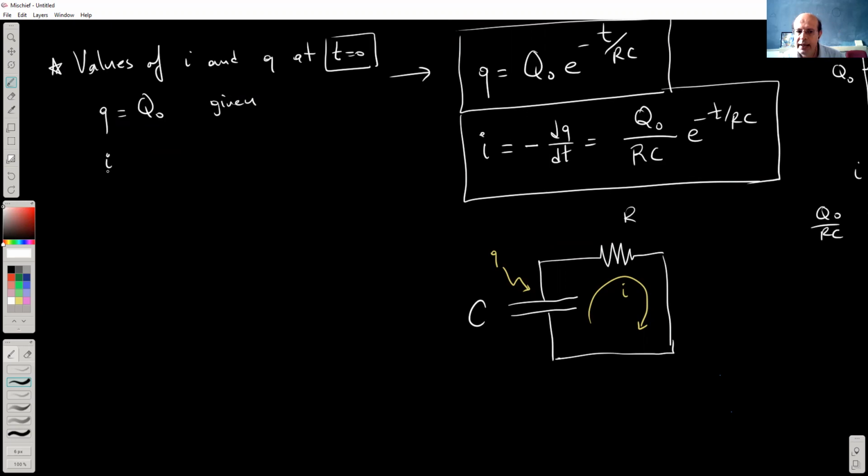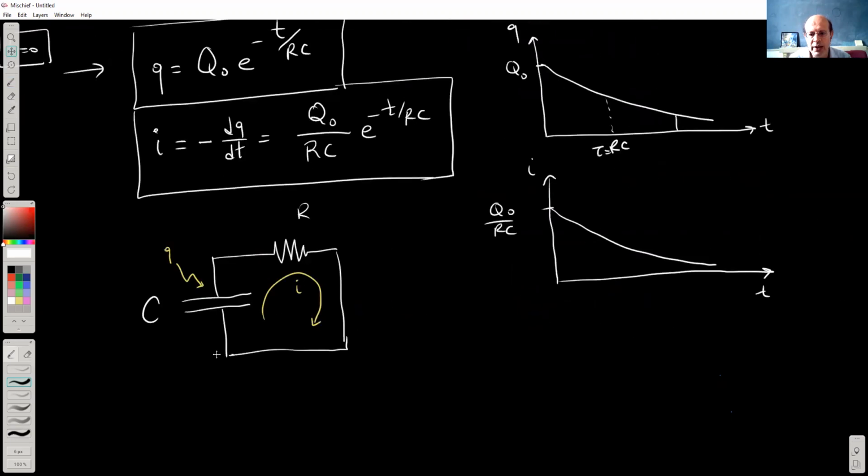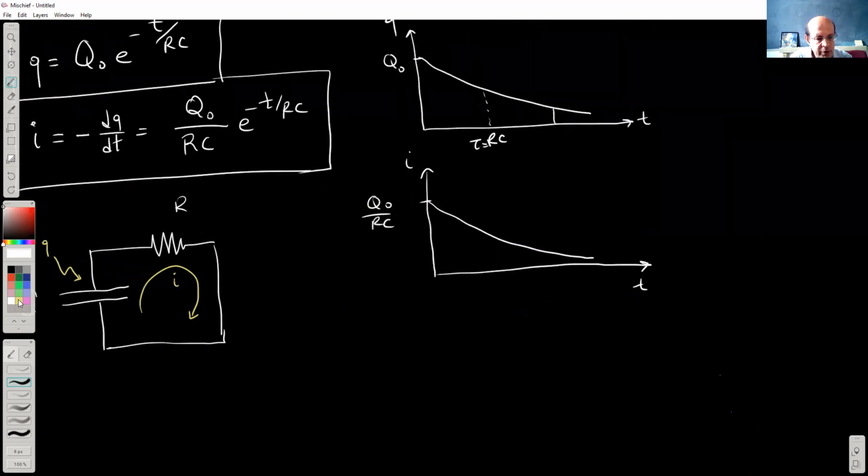What's the current? Well, initially, before the switch is closed, the current was equal to 0. So let me show it like this. I'm going to use a strange color like that. The current after the switch is closed decreases like that, but before the switch is closed, it was equal to 0. So somehow the current switches from a 0 value to a non-zero value.